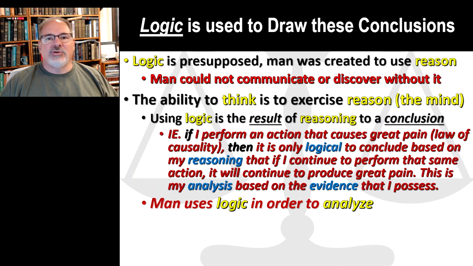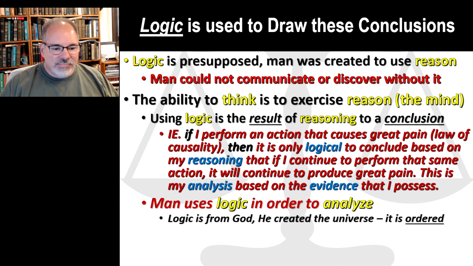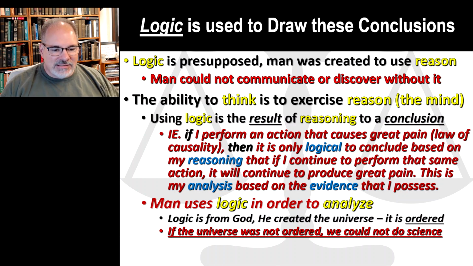Man uses logic in order to analyze anything. So logic is from God because he created the universe. It is ordered, and our ability to think and reason through the order of the universe is given to us. We did not develop it through some evolutionary process. It was given to us by God because we're made in his image.